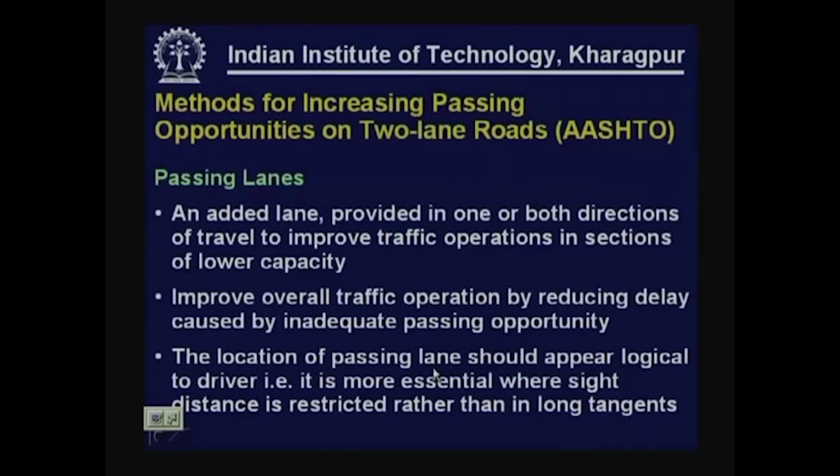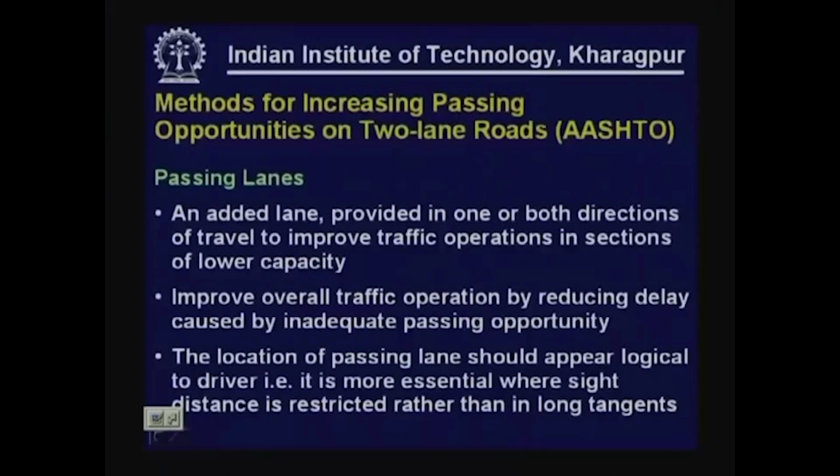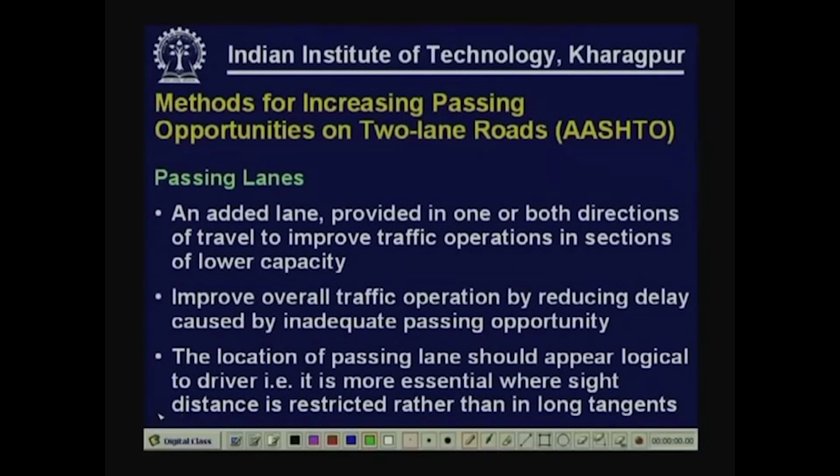Now, we shall discuss various methods for increasing passing opportunities on two-lane roads. There are 3-4 types of measures taken. First is the passing lane. A passing lane is an added lane provided in one or both directions of travel to improve traffic operations in sections of lower capacity. It improves overall traffic operation by reducing delay caused by inadequate passing opportunity.